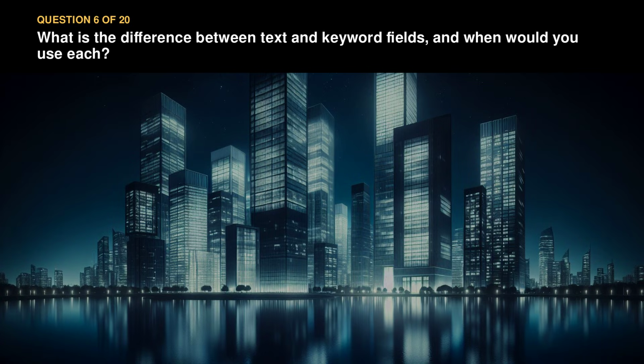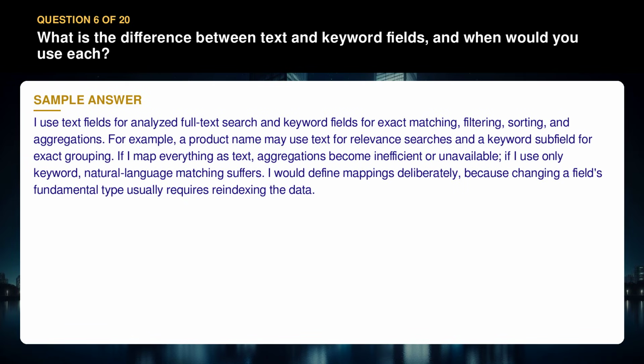Question 6. What is the difference between text and keyword fields, and when would you use each? I use text fields for analyzed full text search and keyword fields for exact matching, filtering, sorting, and aggregations. For example, a product name may use text for relevance searches and a keyword subfield for exact grouping.